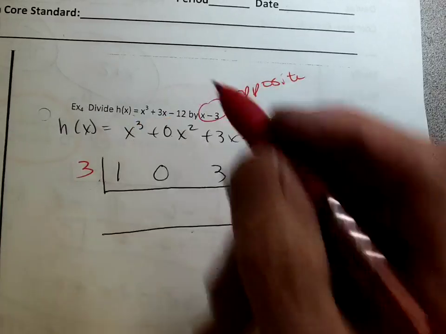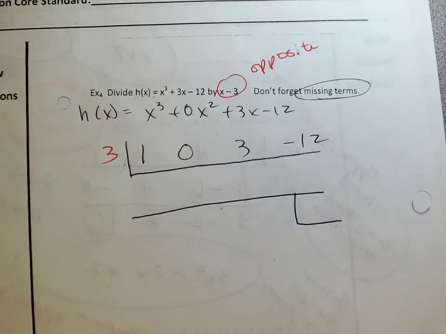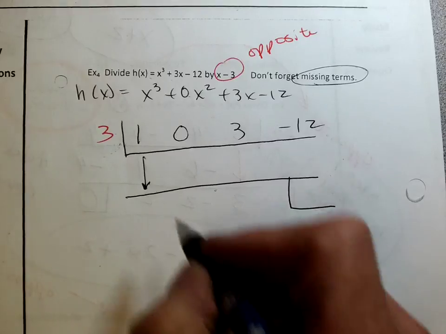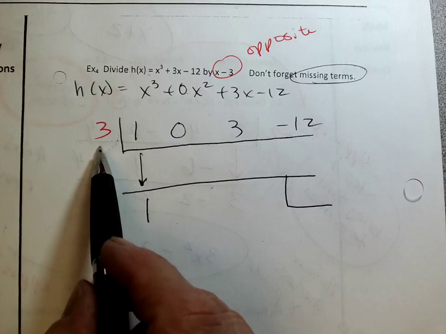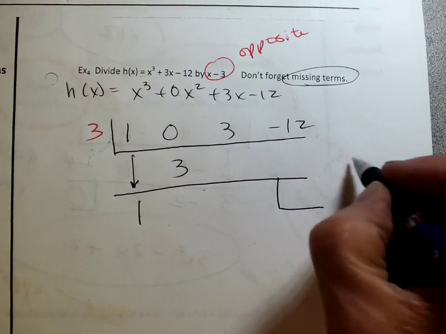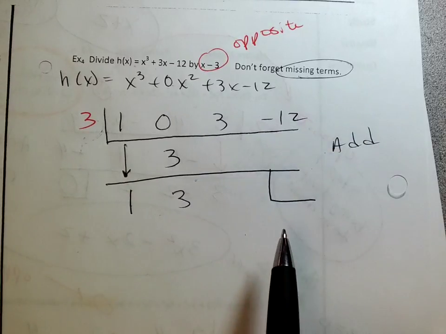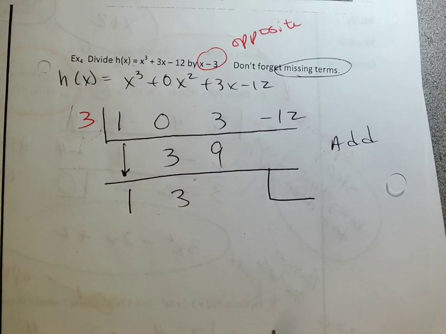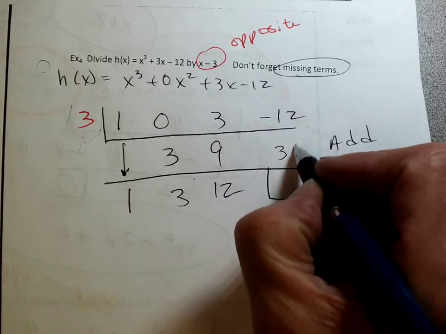So I have positive 3, and I put my little remainder box down here. Slide down the first term, and multiply. This is my add line. 0 plus 3 is 3, and we multiply. We get a 9. That plus that is a 12. That's my add box. Then 36, and we get 24.